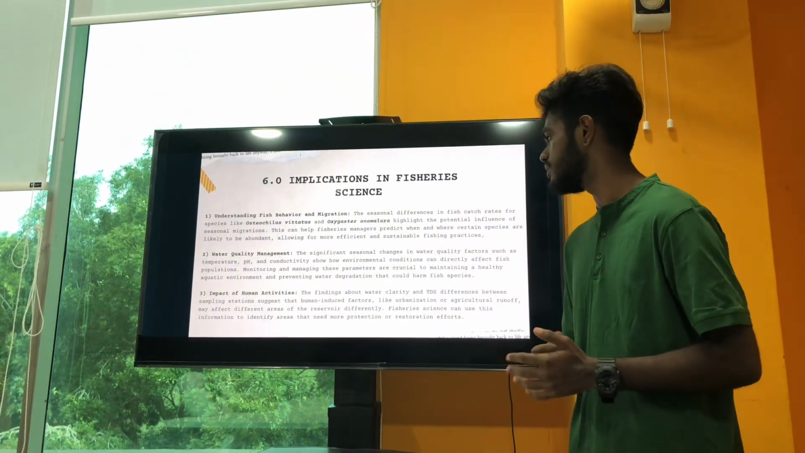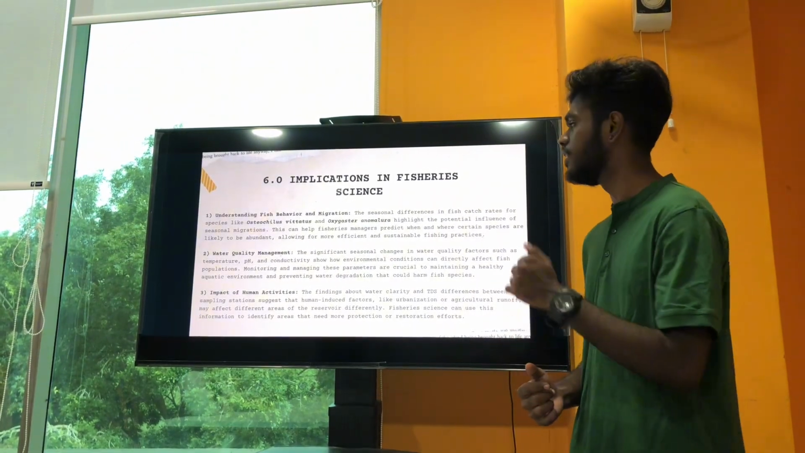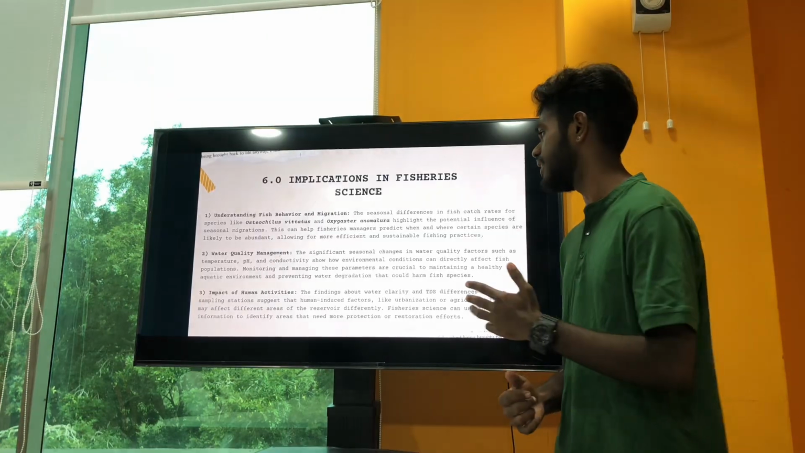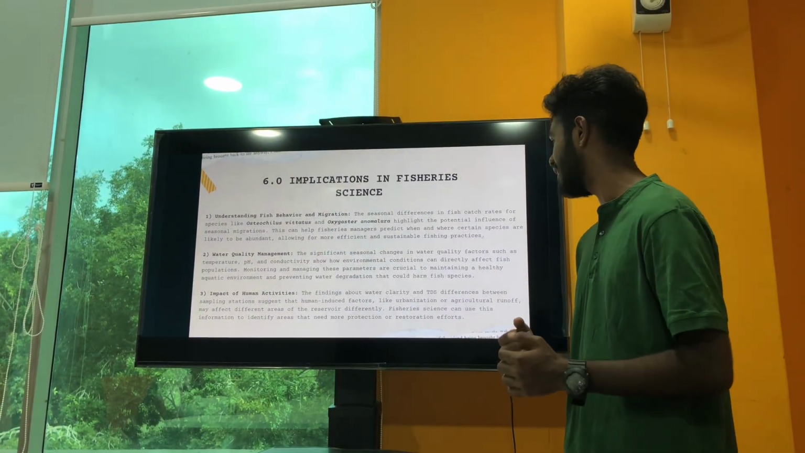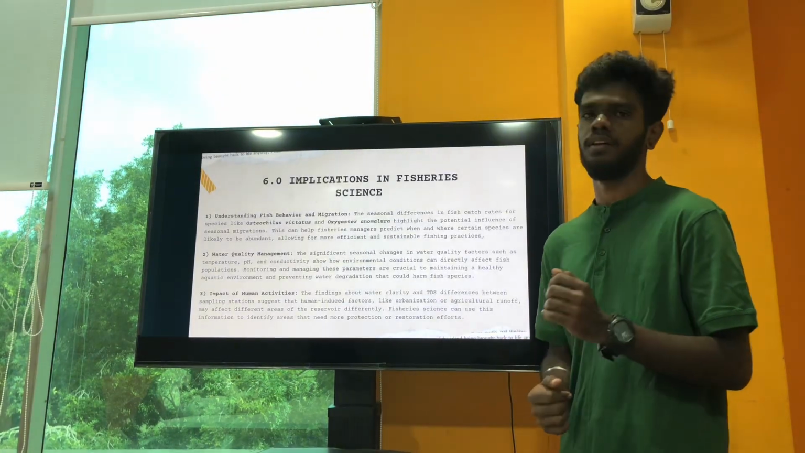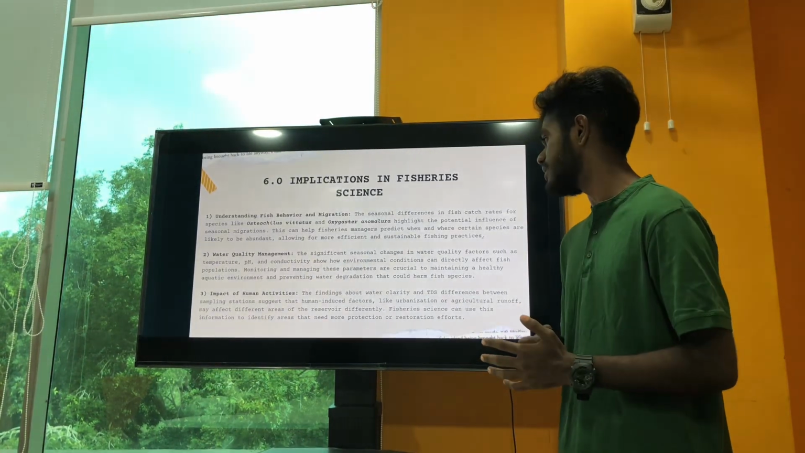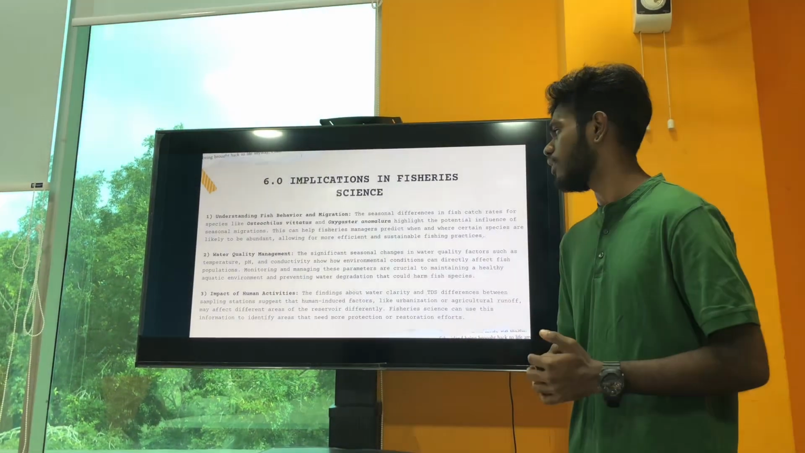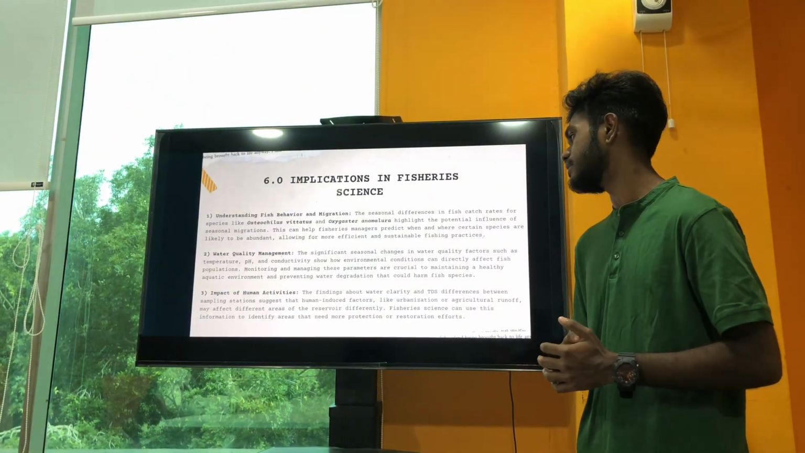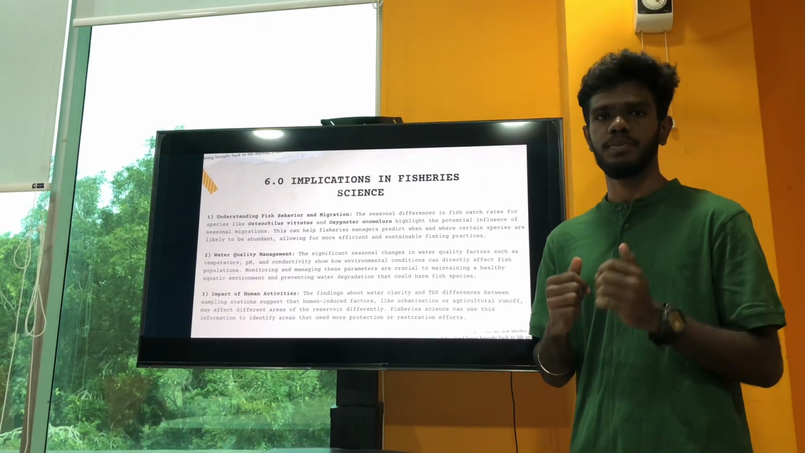Secondly, water quality management. The significant seasonal changes in water quality factors such as temperature, pH, and conductivity show how environmental conditions can directly affect fish populations. Monitoring and managing these parameters are crucial for maintaining a healthy aquatic environment and preventing water degradation that could hurt fish species.